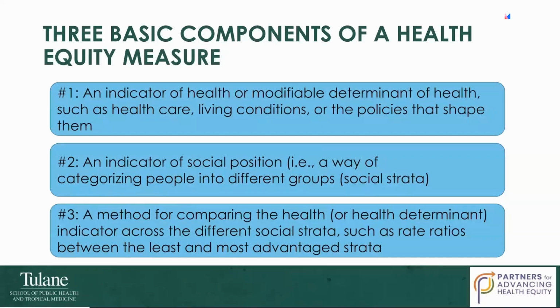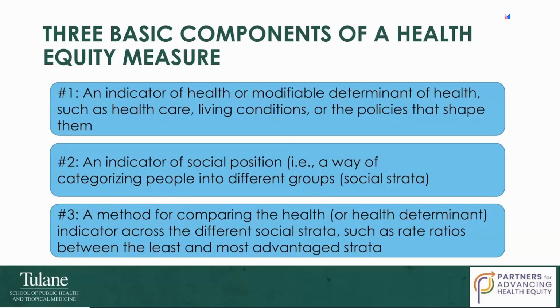And we talked about a variety of types of health indicators: self-reported health status, all of the clinical quality measures that we're used to working with. The second component, which is really what differentiates it from any typical health measure, is an indicator of social position. So we need different ways of categorizing people, and this is along social strata, social hierarchy, which is present, right, or studied more often in sociology and some other fields.